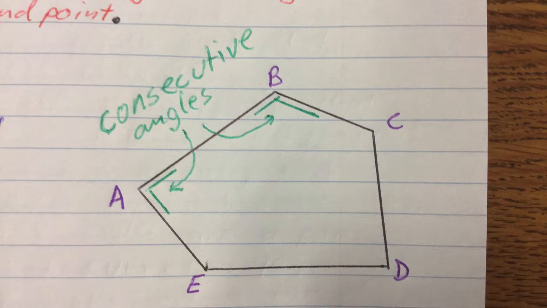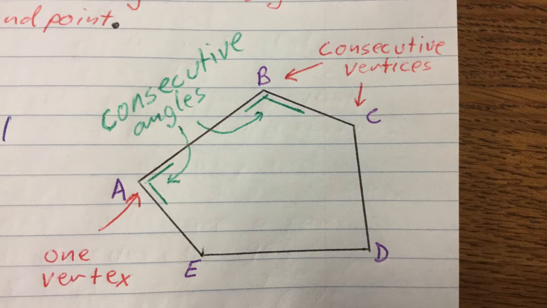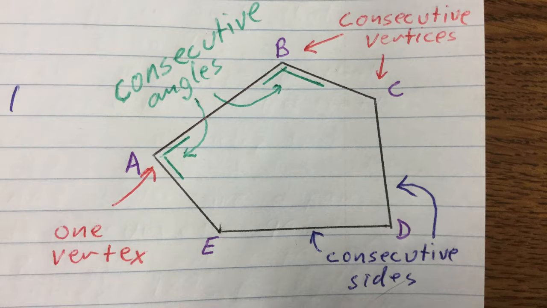Some other vocab: we would call A, B, right? Those would be consecutive angles. Consecutive meaning one right after the other. The corners have a special name. They're called vertex, is the name of a corner. The plural of vertex is vertices. And so we would say, for example, B and C are consecutive vertices. Consecutive sides, for example, are just sides that share an endpoint.